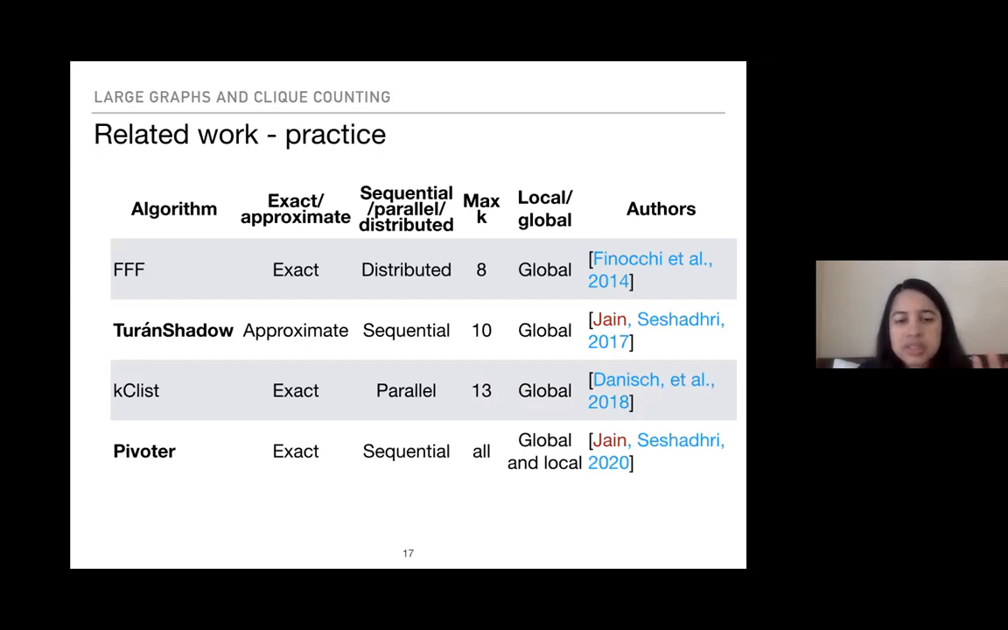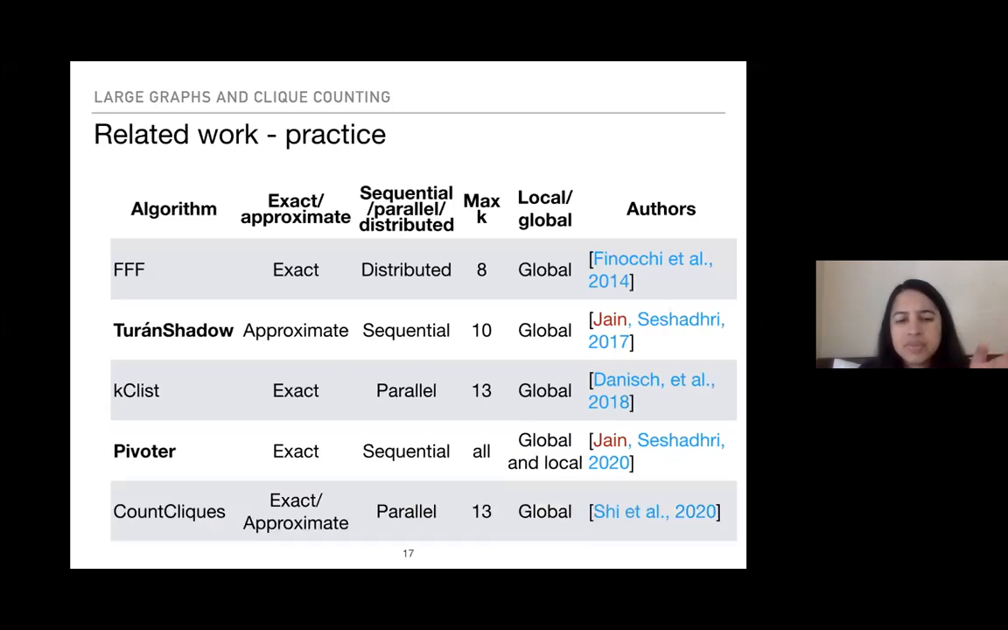This work, Pivoter, gives an exact algorithm. It's a sequential algorithm. For almost all the graphs that we tried, it gives the k-clique counts for all k, and it gives global as well as local k-clique counts. Around the same time was this algorithm called CountCliques, which is again another parallel algorithm based on the Chiba-Nishizeki algorithm. And it works well for up to k equals 13.